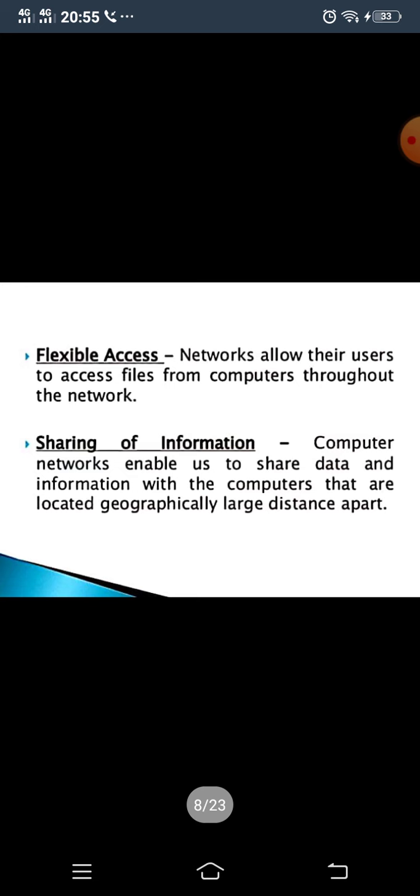Now coming towards flexible access, networks allow their users to access files from computers throughout the network. And again, the main advantage, that is the sharing of information. Computer networks enable us to share data and information with computers that are located geographically at large distances apart, not within the same building, not only within the same city or the same country, but globally we can share information easily.